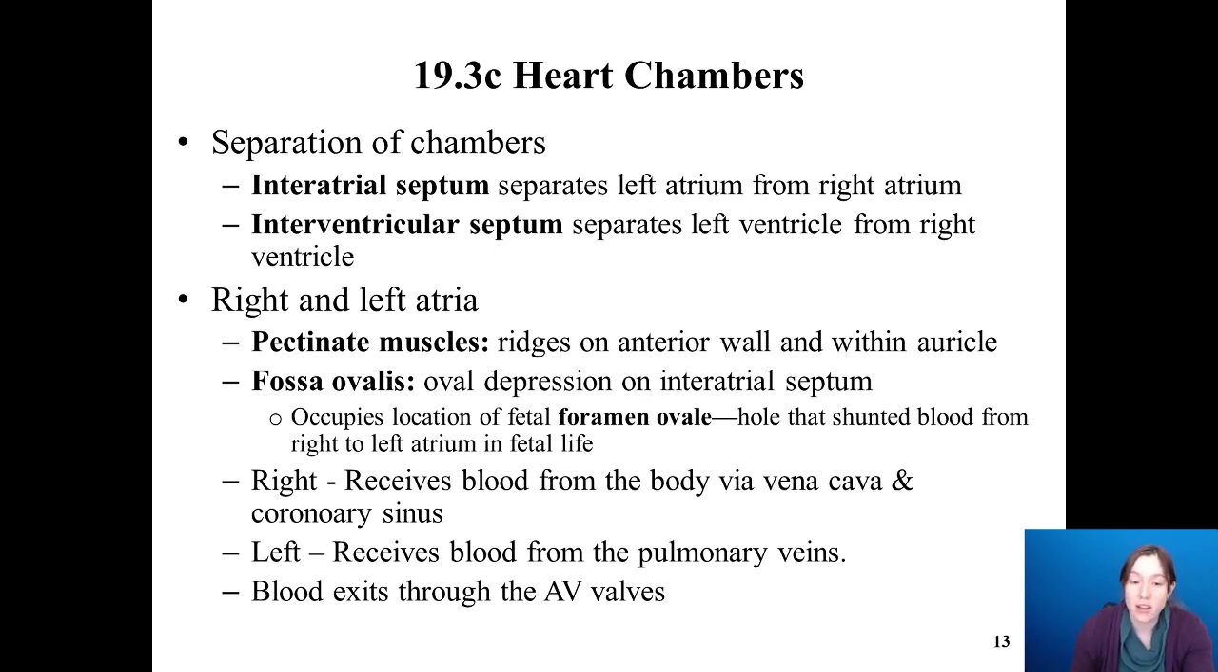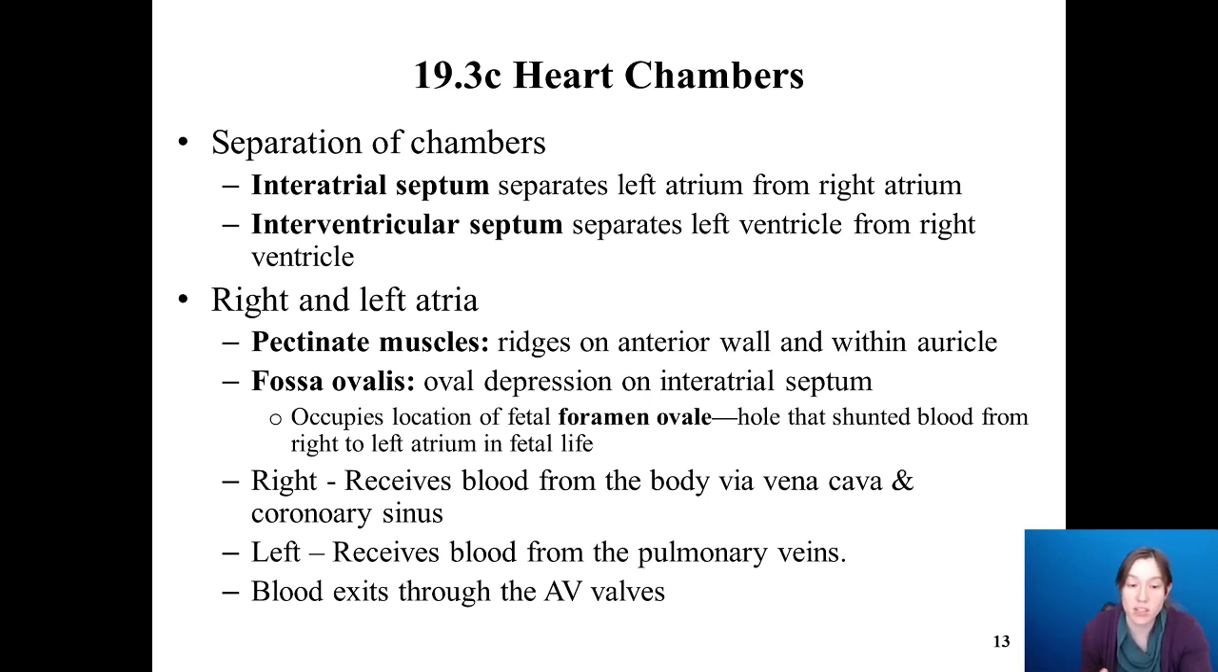So when the lungs were not functional, blood was shunted from the right to the left atrium during fetal life. And then once the baby wakes up and takes their first breath, this is going to close, and that is going to turn the open foramen ovale into the closed fossa ovalis, which is kind of like a scar in the interatrial septum.